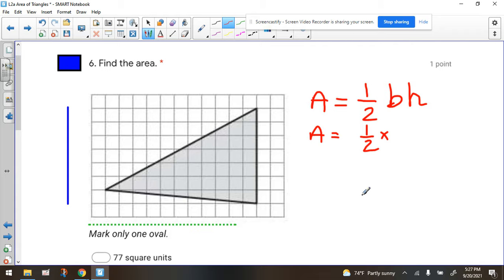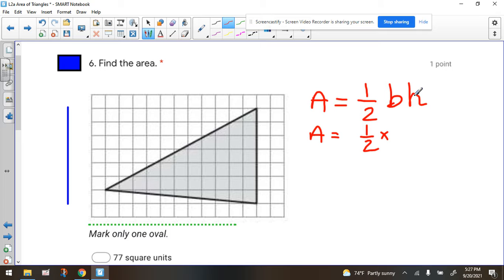Everybody, it's Mrs. Bianchi. We're looking at number 6, and they're asking us to find the area, and we can see that we're dealing with a triangle. And the formula for a triangle is area equals half of the base times height. Remember, a triangle is really half of a square, rectangle, or a parallelogram.